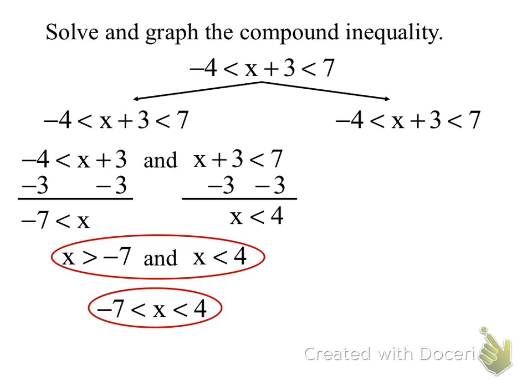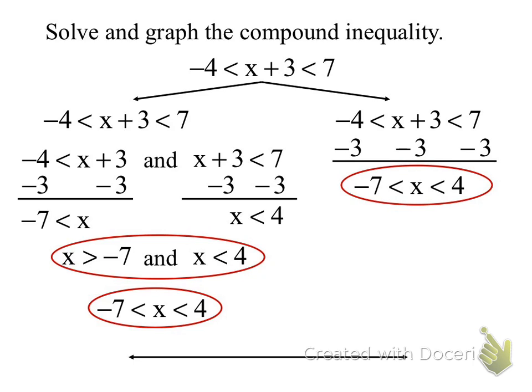We are going to just subtract 3 from all 3 parts of the inequality. Yes, you're writing this one. And then we have -7 is less than x, which is less than 4. Which way is easier? The second way.